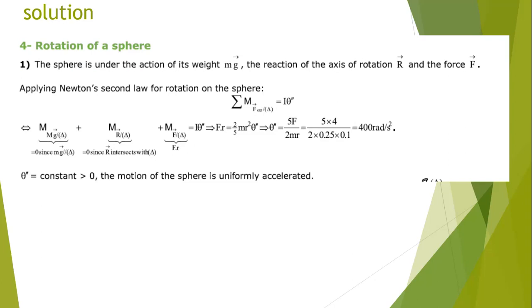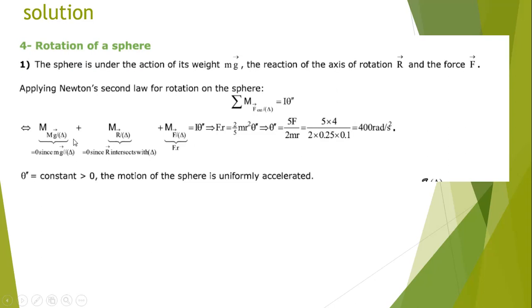By applying Newton's second law for rotation, the sum of moments of external forces with respect to the axis delta equals the moment of inertia I times the angular acceleration theta double prime. We find: moment of the weight plus moment of the reaction of support plus moment of the force of the string equals I times theta double prime.